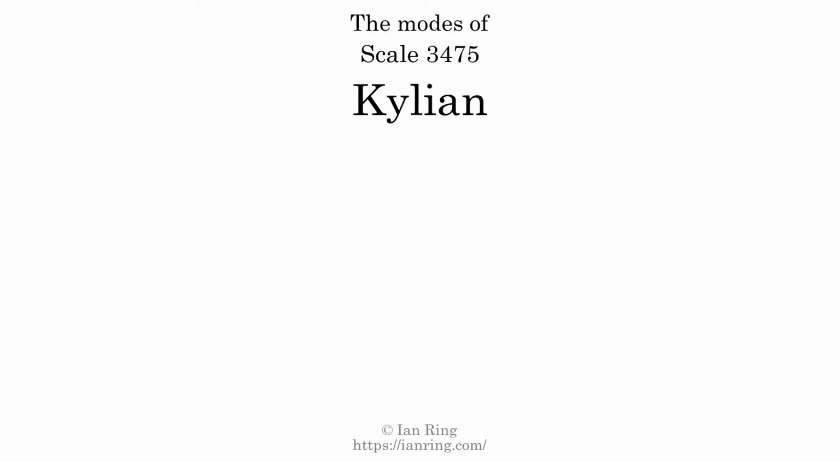This scale has 7 modes. The first mode is itself. The second mode is scale 3785, also known as Pagan. It sounds like this.